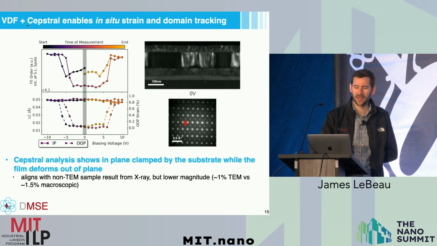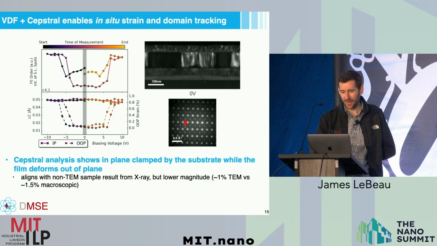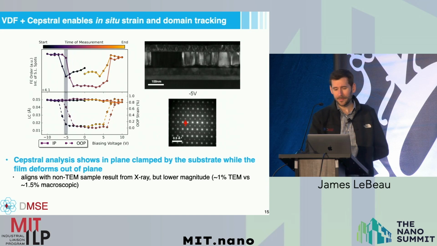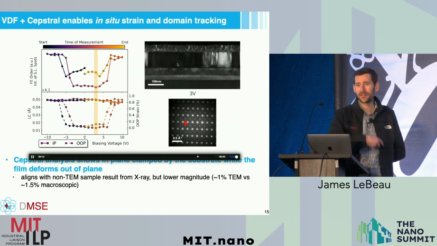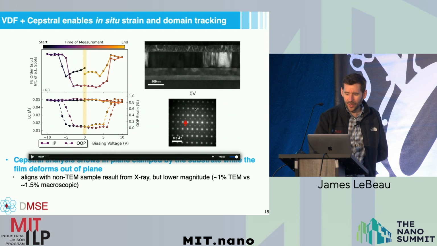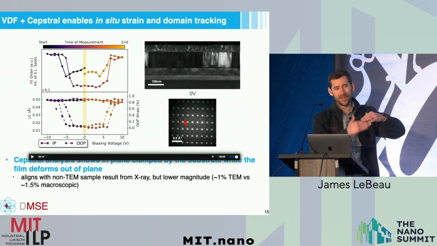So we'd be using a technique called Kepstrel analysis that allows us to map that strain from these diffraction patterns very precisely and accurately. And using virtual dark field, we can collect specific diffraction information as we bias. And what we'll see there is that as we're biasing, first we have significant phase transformation. That's what you're seeing in the video, is transforming from an antiferroelectric to that ferroelectric phase, as well as we can watch the diffraction patterns and map out strain, and we see that basically out of plane expansion, this is almost 1% out of plane expansion.